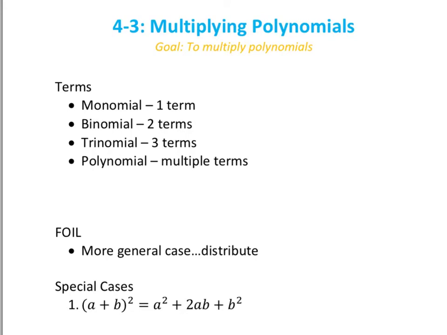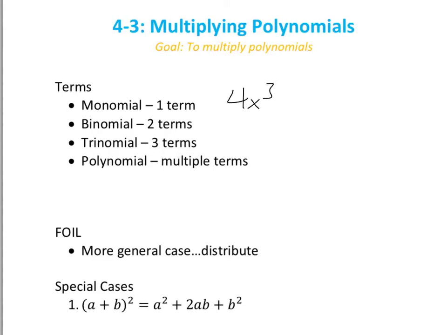Hey guys, so in this lesson we're going to go over how to multiply polynomials, okay? So when you're multiplying these, first we got to be able to all be on the same page with what these terms mean. So a monomial just means one term by itself. So like 4x cubed would be a monomial, okay?